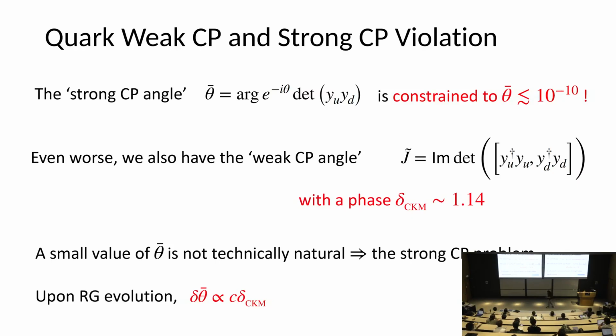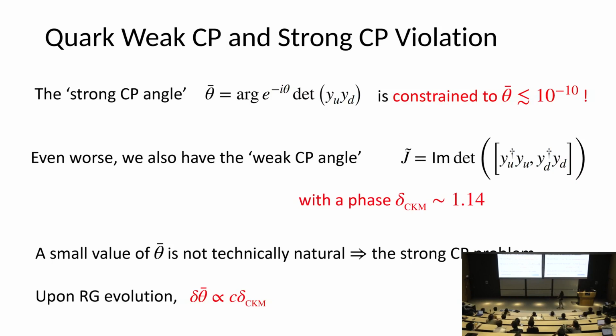And remarkably, from precision measurements of the neutron electric dipole moment, we know that this parameter in the standard model is less than 10 to the minus 10. Already that's amazing to learn, right? This angle could have been anything from minus pi to pi, and you go out and measure it, and it's less than 10 to the minus 10.